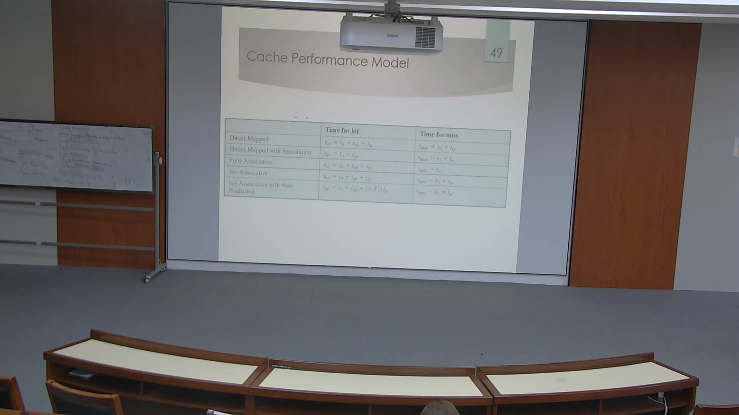Now, here we have a table which summarizes all these cache performance models that we just talked about. We have the direct map, the hit time, and the miss time. We have direct map with speculation, time for hit, and time for miss. Then fully associative, set associative, and set associative with way prediction.